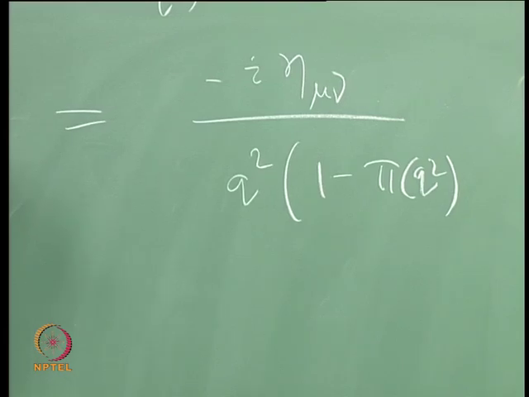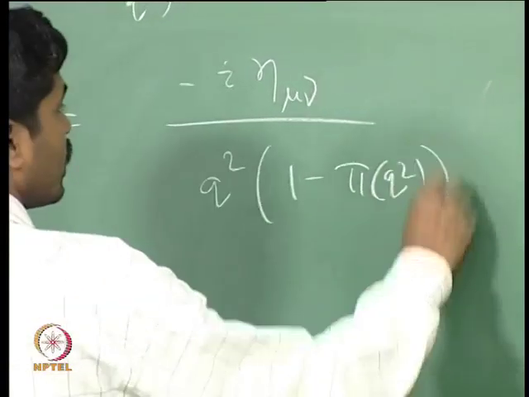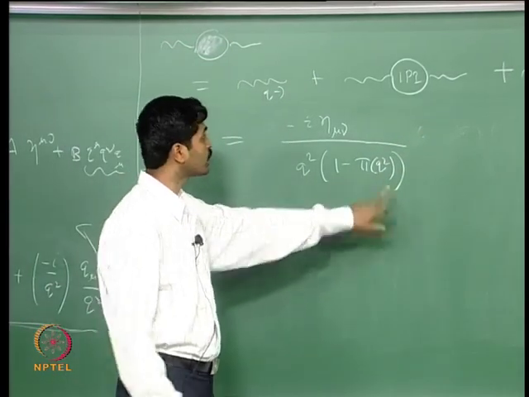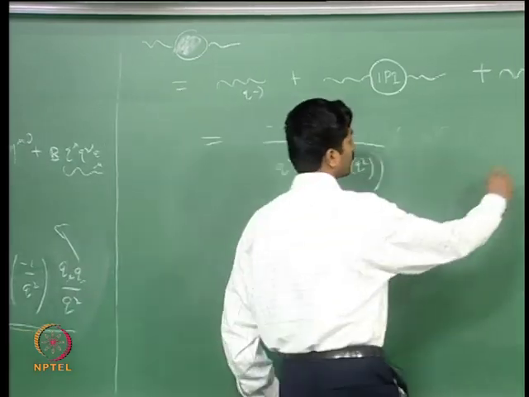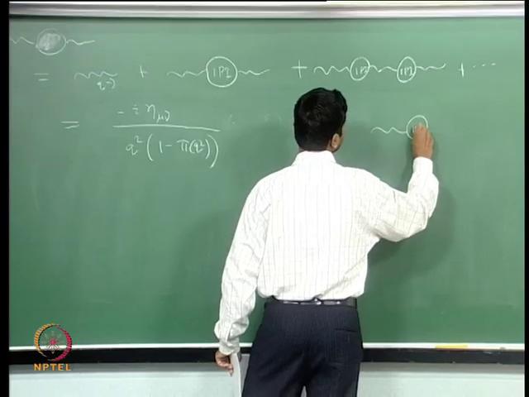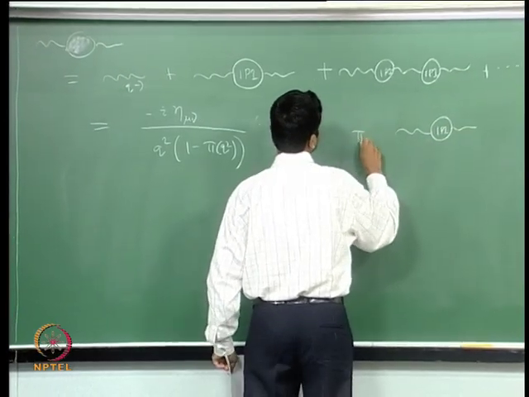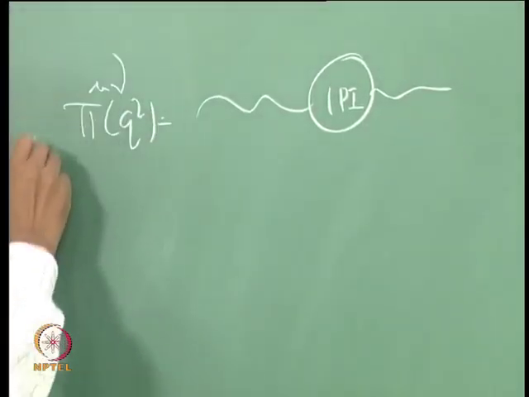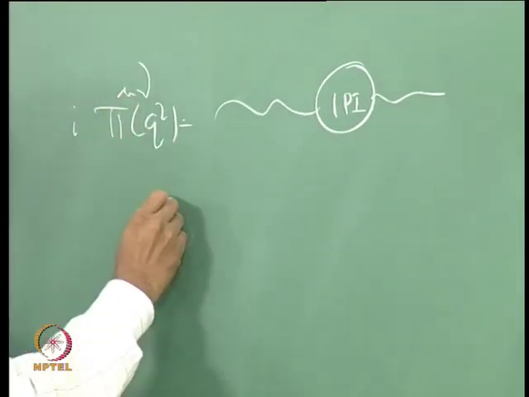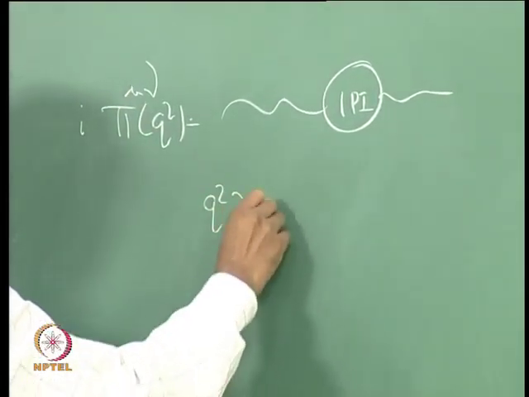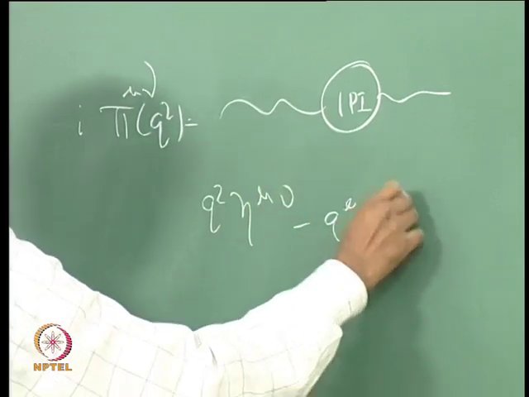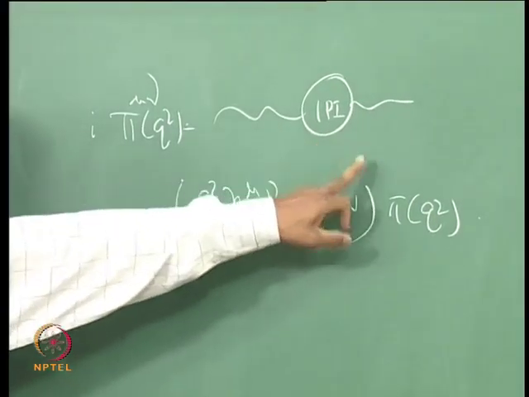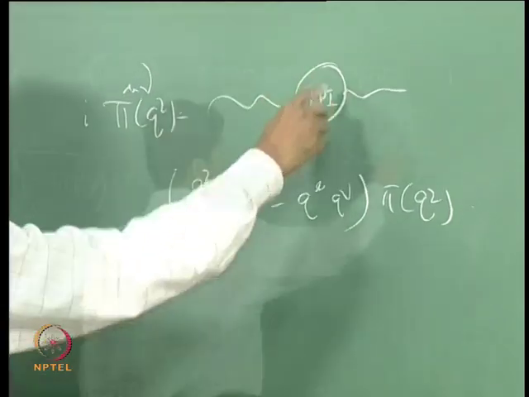Now, what we will do is see what this propagator can do for us. First of all, this pi of q square, if you remember, is given by these one particle irreducible diagrams. This is our pi of q square, and so this is pi mu nu of q square, i pi mu nu of q square, where pi mu nu is merely given by q square eta mu nu minus q mu q nu times pi of q square, and this diagram does not contain any internal photon line which is massless.